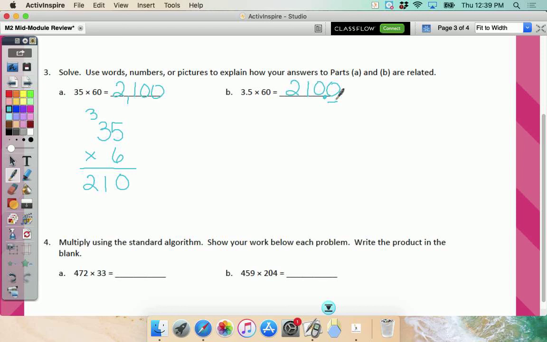Now, when it says to show how your answers are related, that means we have to show how they're alike and show how they're different. So how are these two answers alike? Let's do alike. They both have the same digits. Good. Write that down.